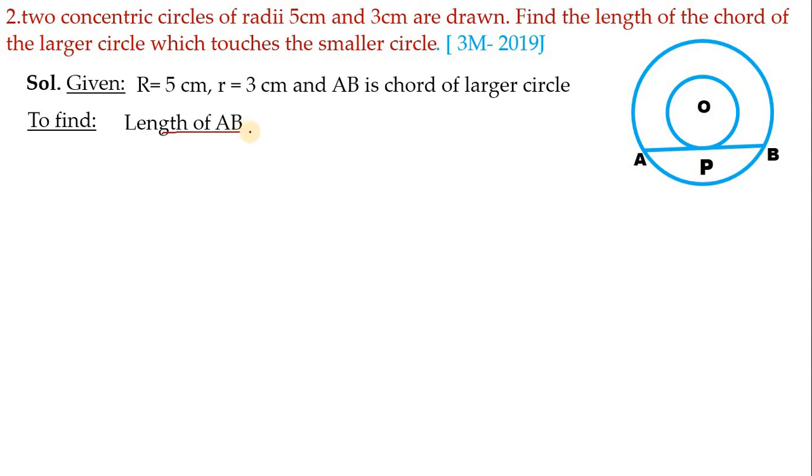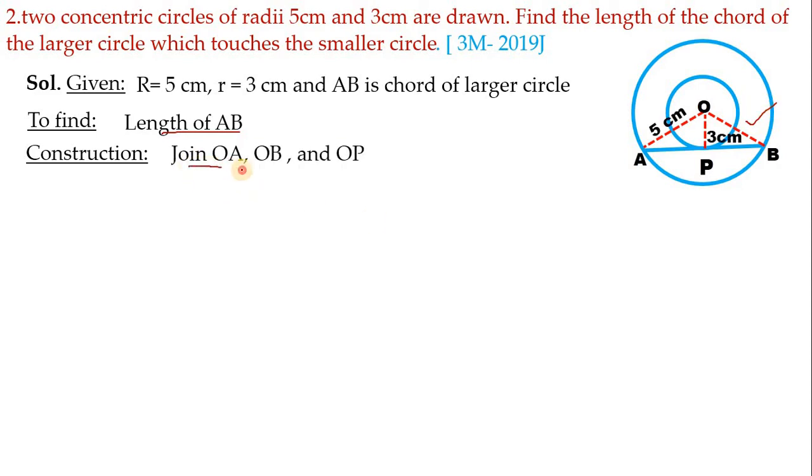So to find the length of AB, we have to take the help of construction. For that, look at the figure, children. First join OA, next OB, and next OP. These are the things you want to do. I repeat again, look here: join OA, OB, and OP. Next, let us move on to the proof section, children.